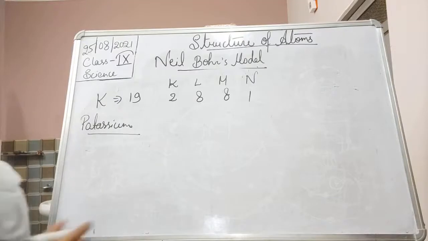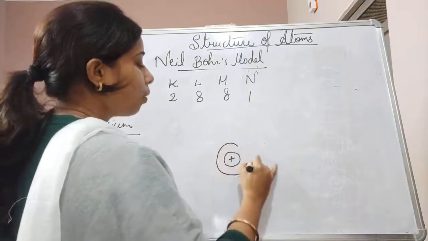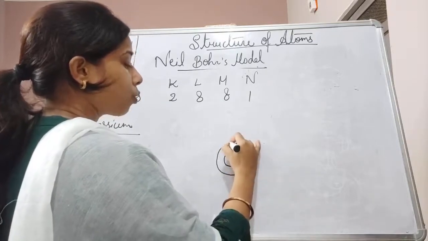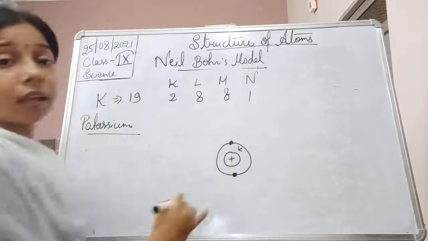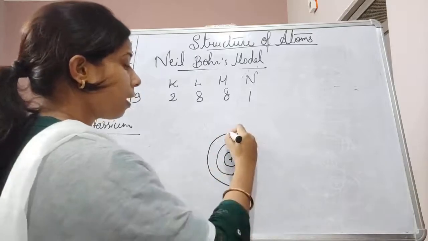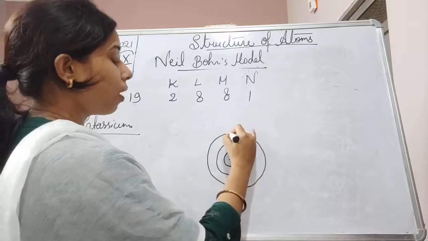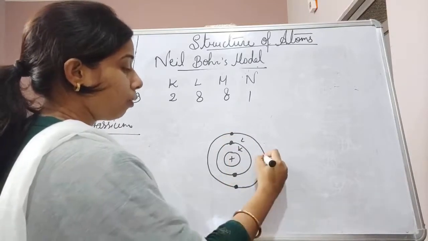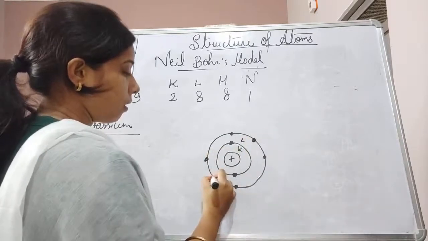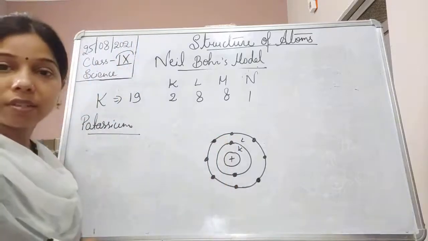So the atomic structure will be, first of all, a nucleus is there. Then around the nucleus there is a shell, which is the K shell. It is having 2 electrons in it. Then another shell is there, which is the L shell. It is having 8 electrons. So 1, 2, 3, 4, 5, 6, 7 and 8. Okay, 8 electrons are there.